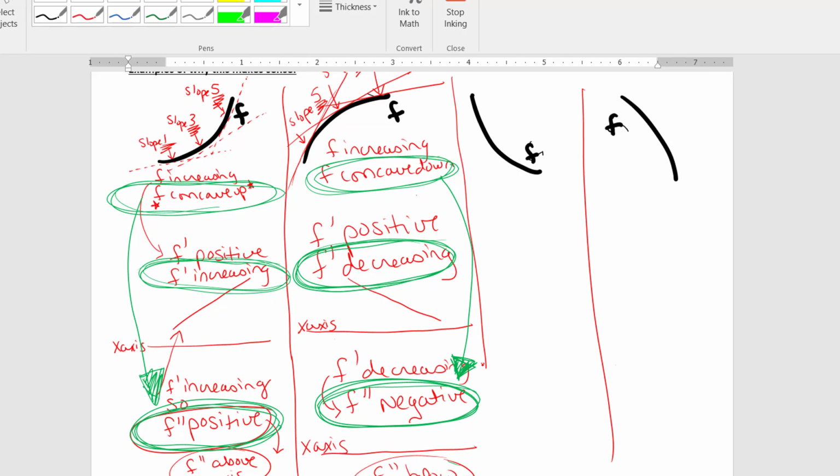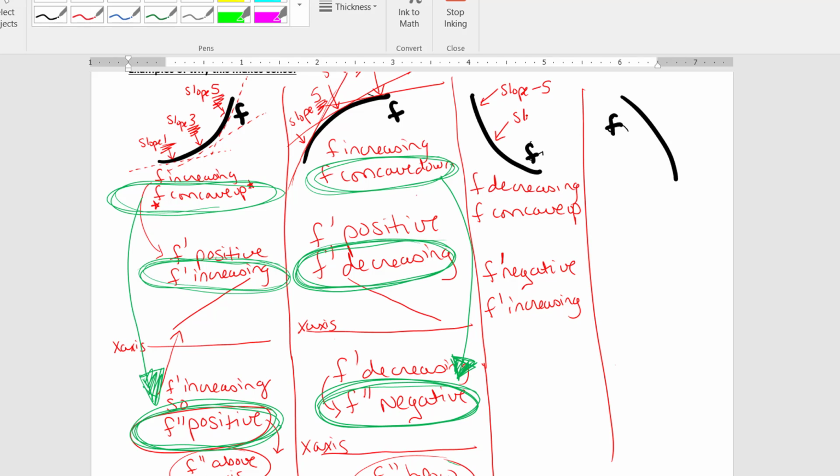The last two types of graphs we could have. F decreasing, but f is concave up. That means f prime is negative, but f prime is increasing. So for example, on this graph of f, over here on the left, it might have slope -5. It's going down and it's fairly steep. Then as you walk to the right, maybe it becomes slope -3. And then as you walk further to the right, now it might be slope -1. The slopes are all negative. The f primes are all negative. But these values are increasing.